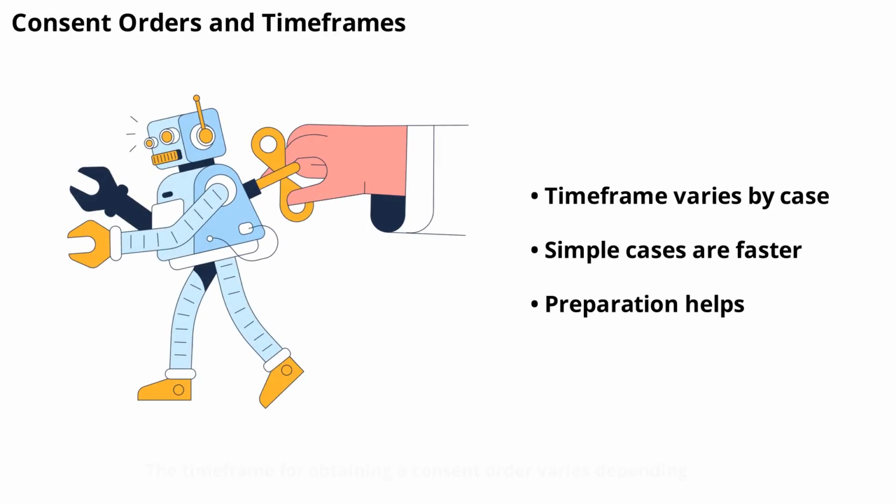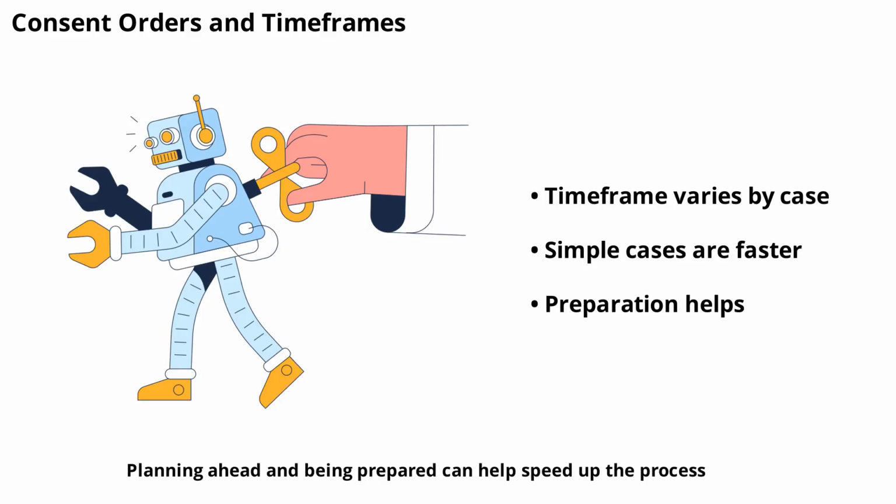The time frame for obtaining a consent order varies depending on the complexity of the agreement and the court's schedule. Simple cases may be approved quickly, while more complex matters can take longer. Planning ahead and being prepared can help speed up the process.